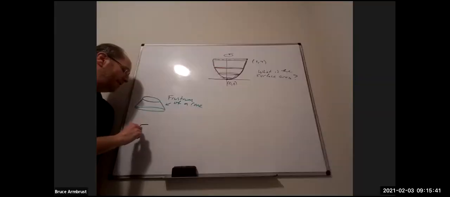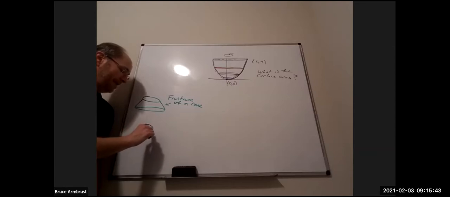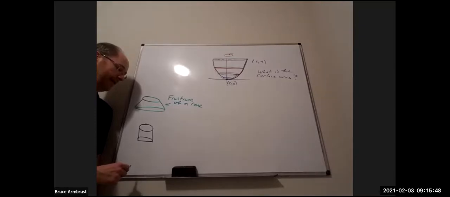Pi r squared. No, that's volume. Would it be, is there a fraction in it? There is not, but you are definitely thinking the right way, Suzanne. If we come back here, here's a cone, or a cylinder, sorry.